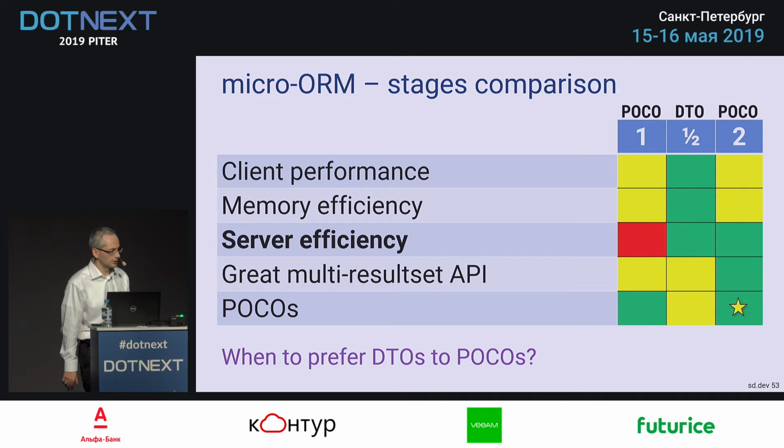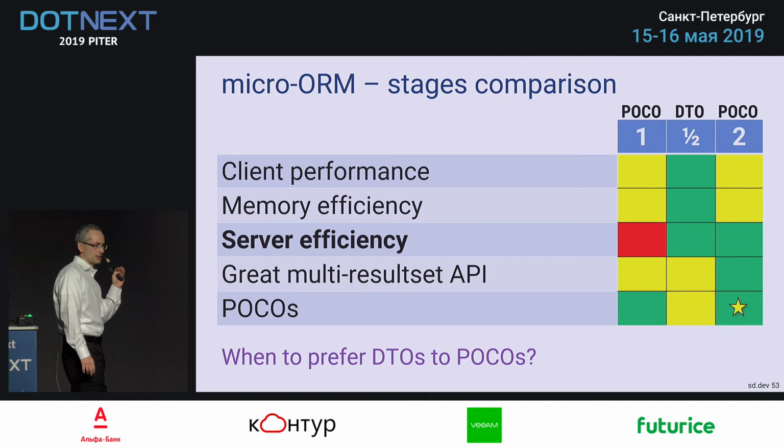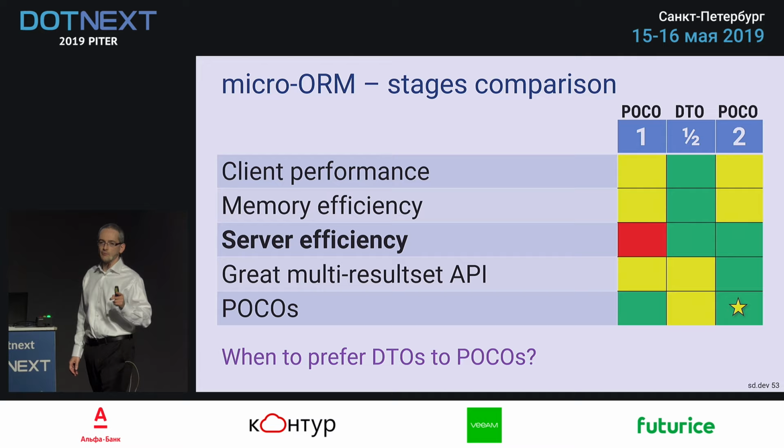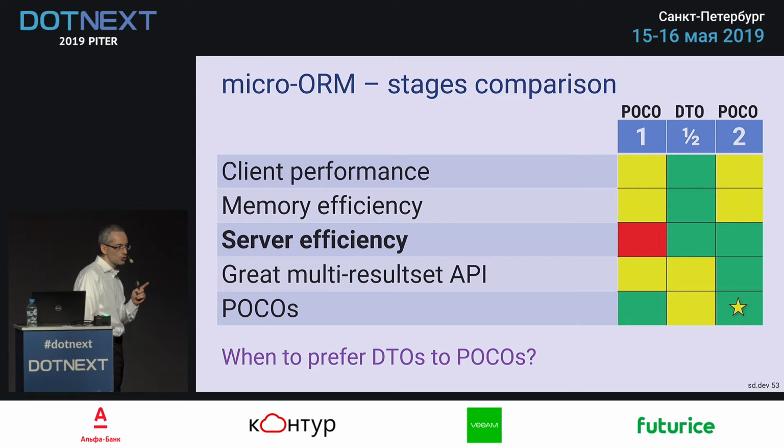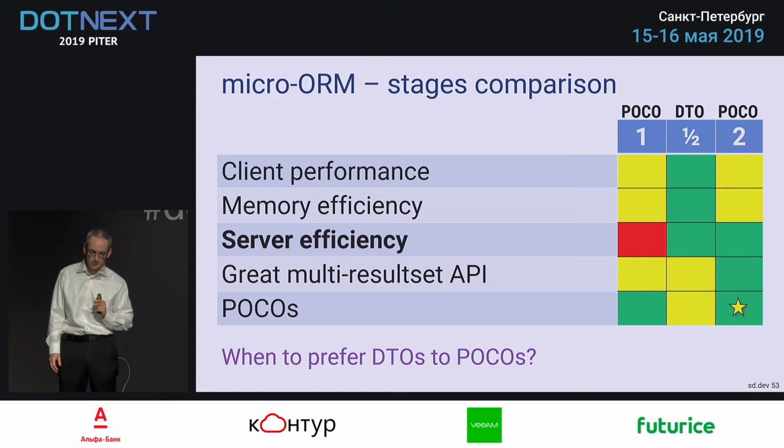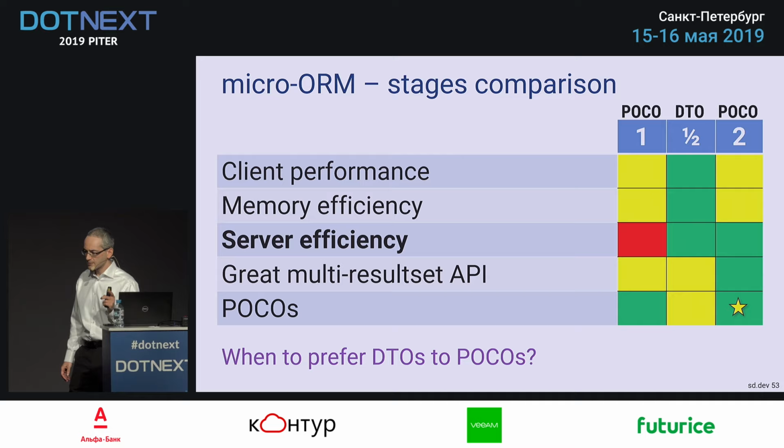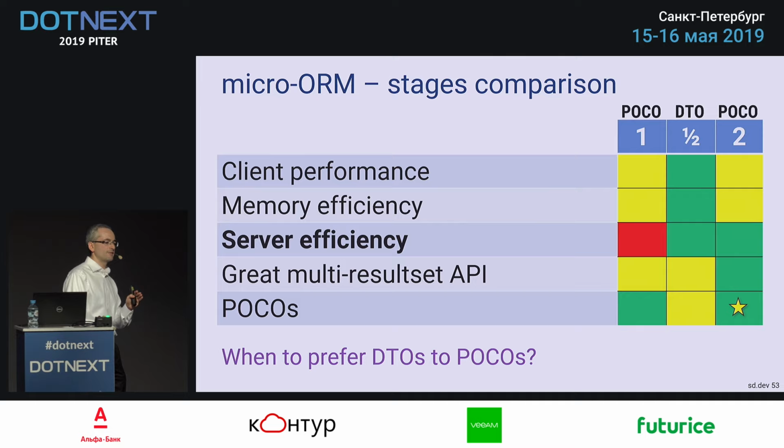So moving on, the third criteria is server efficiency. And it's there in bold because I believe it is the most important criteria, at least it is the most important criteria by default. If you're unsure what the most important criteria is, that's your default choice. Your default choice should always be optimizing server-side efficiency, not client-side performance, but server-side efficiency. So if it's server-side efficiency that you're after, the winners here are the half stage and the two stage for a very simple reason. The half stage and the two stage engage in fast disconnect.